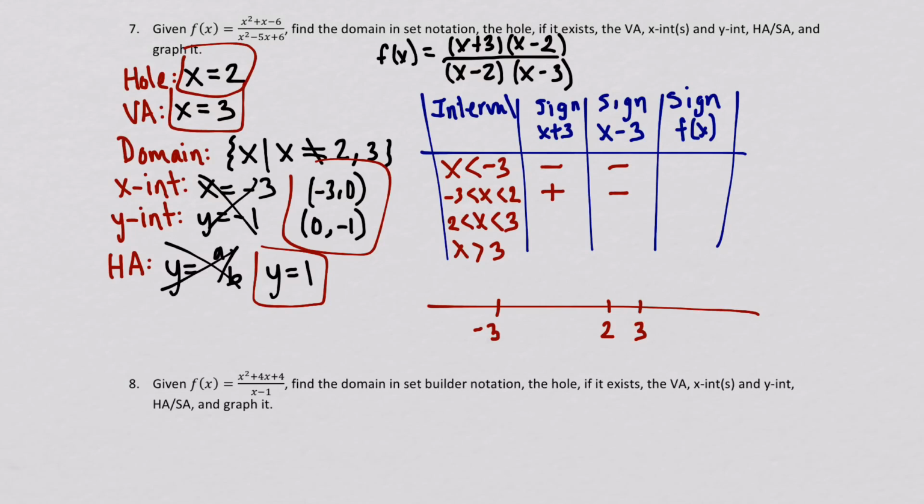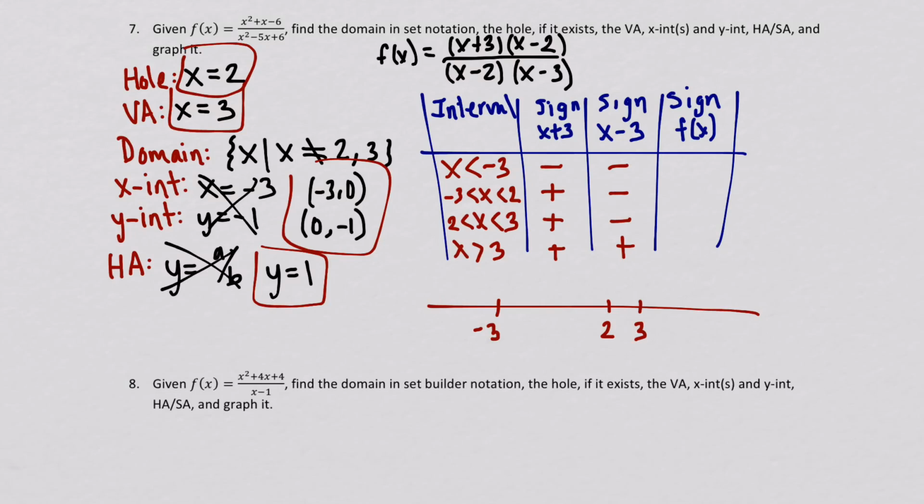All right, next, something between 2 and 3. How about 2.5? 2.5 plus 3, that seems positive. 2.5 minus 3, that's negative. All right, and finally, a value that is greater than 3, something after 3. How about 4? 4 plus 3, that's positive. And 4 minus 3, that's also positive.